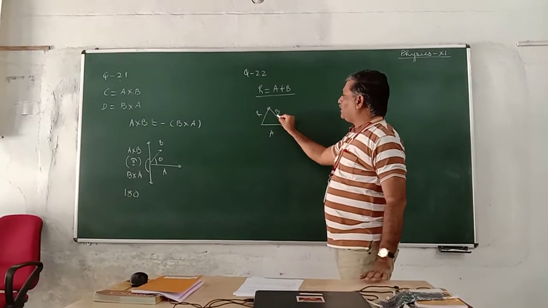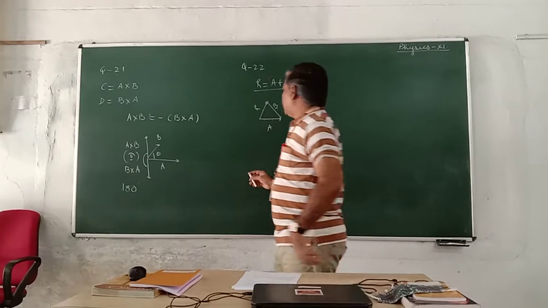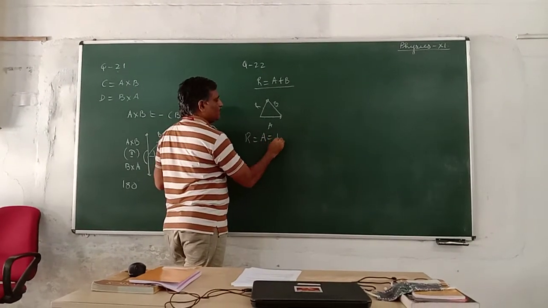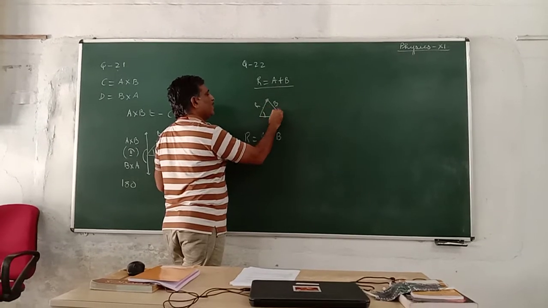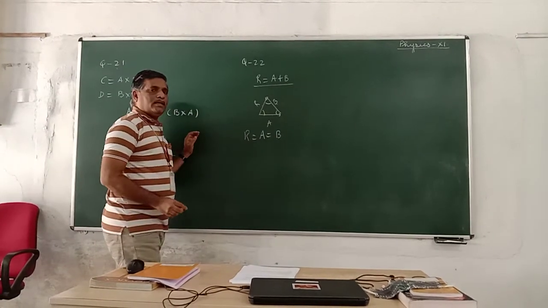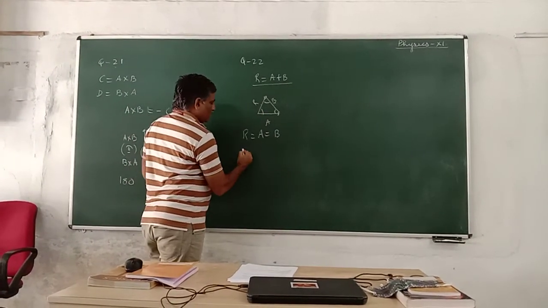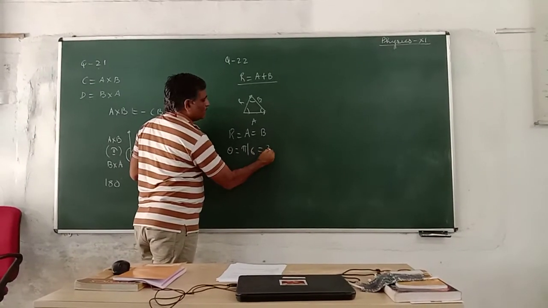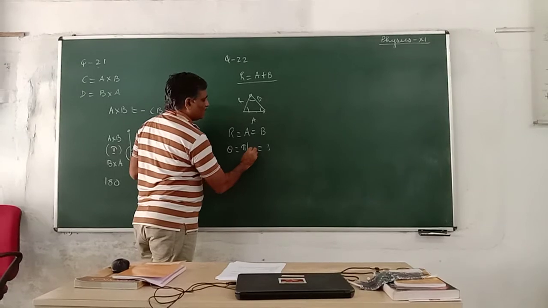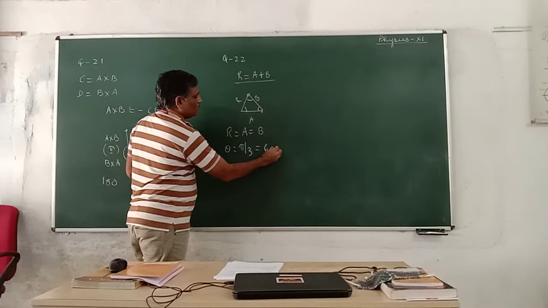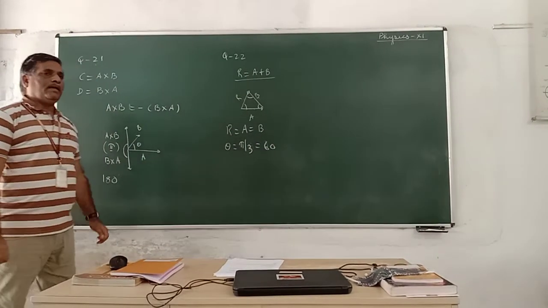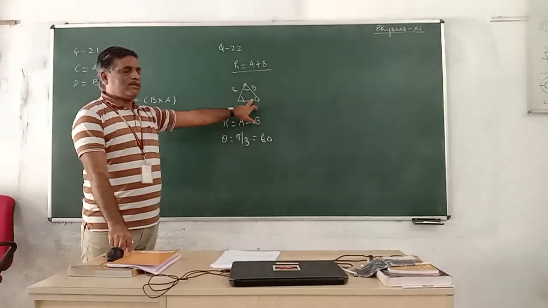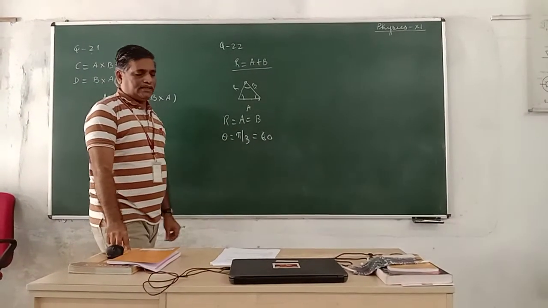Another thing, all these three sides are equal. Another condition is given that R is equal to A, which is equal to B. It means these angles are also equal. If these angles are equal, this theta will be equal to pi by 3, which is equal to 60. It becomes this theta, all these are equal, so theta becomes 60.